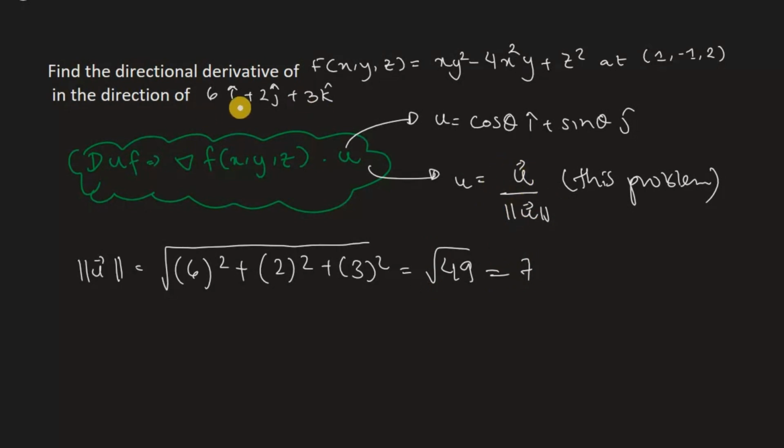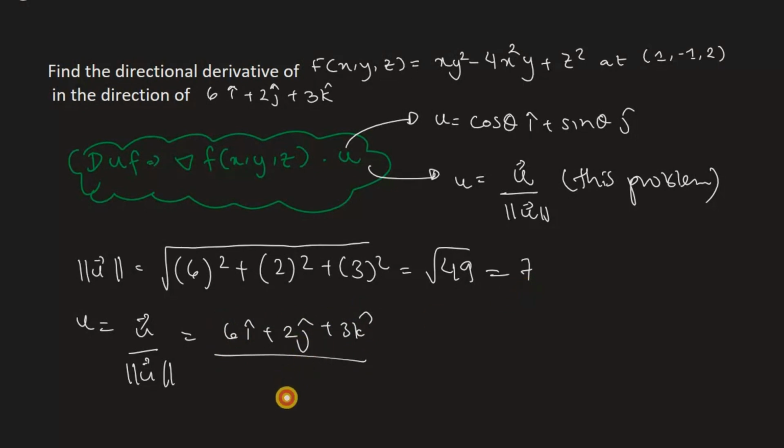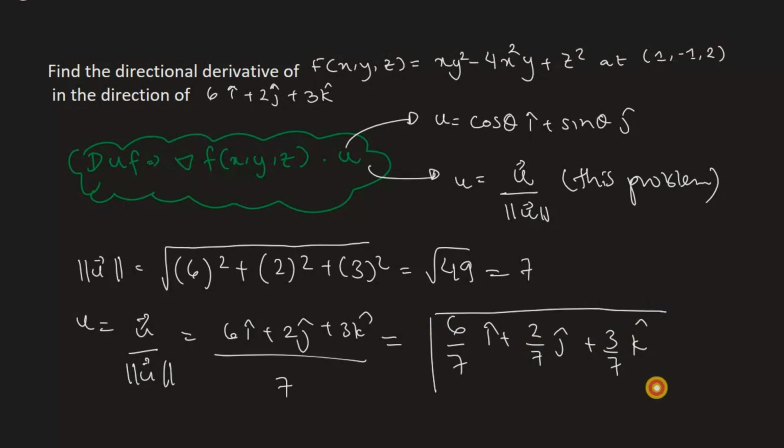So we have our vector itself over here, and we just need to find the unit vector now. The unit vector is the vector itself over the norm of the vector. The vector itself is 6i hat plus 2j hat plus 3k hat, divided by the norm we just calculated. So this gives us 6 over 7 i hat plus 2 over 7 j hat plus 3 over 7 k hat. So this is our unit vector.